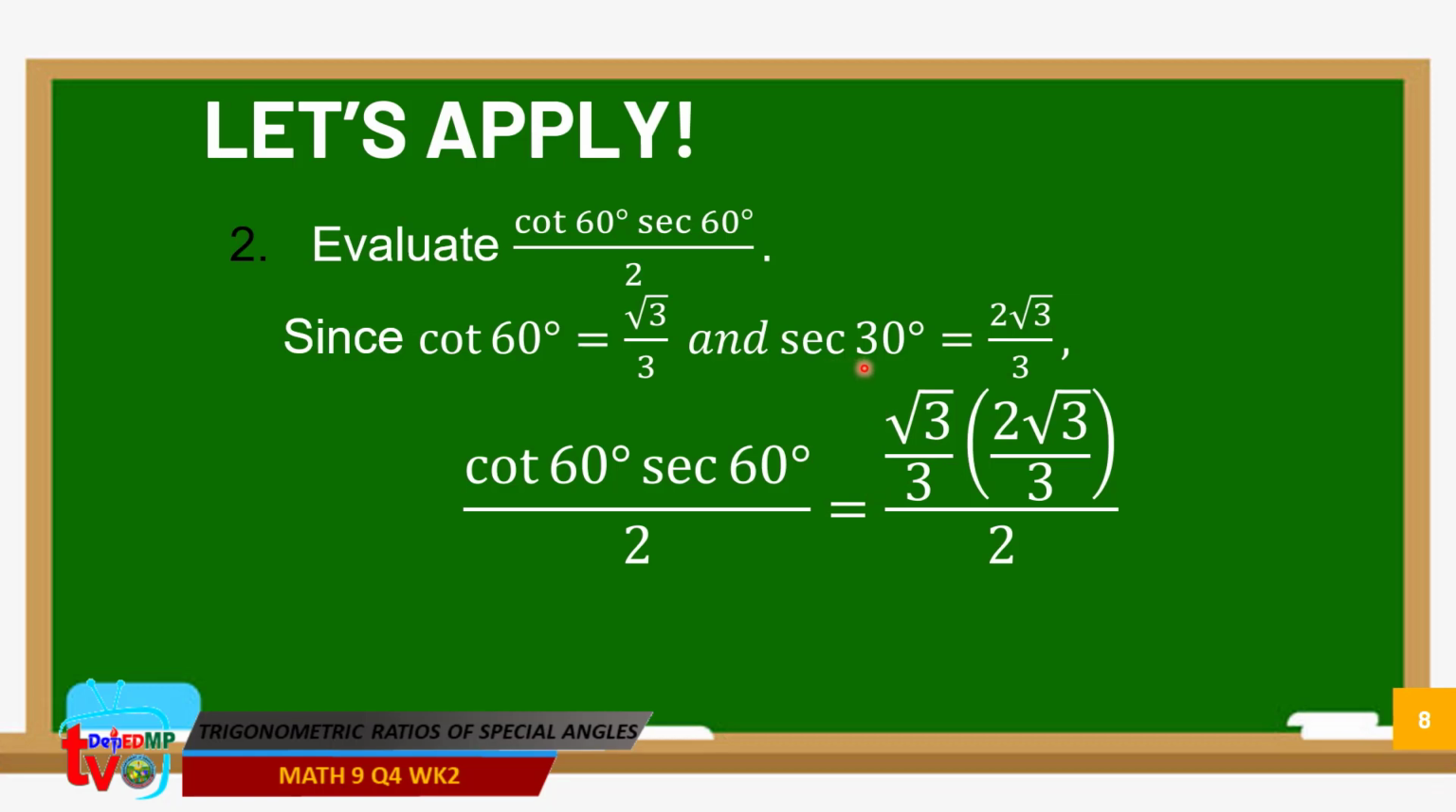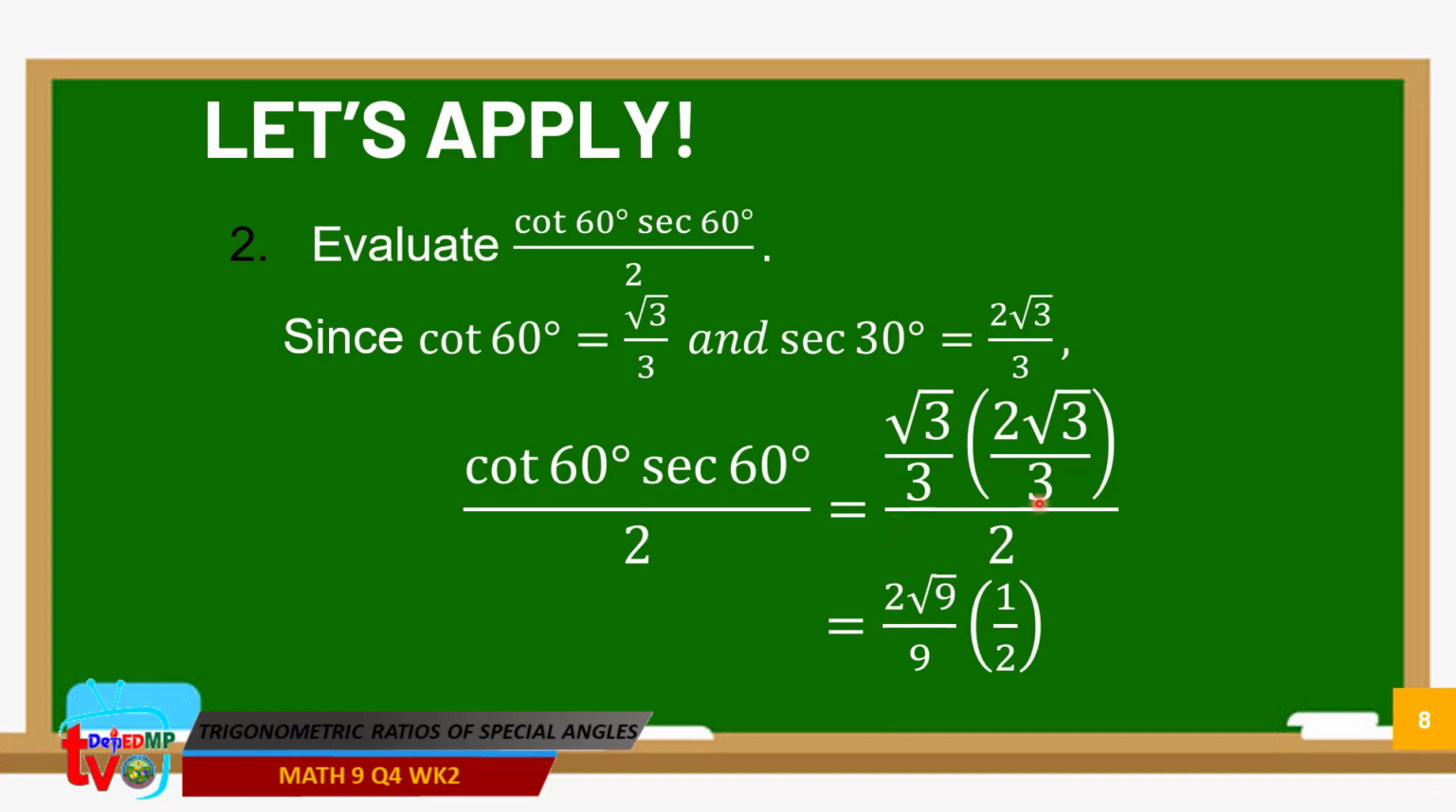Next, secant 60 degrees is this one, so let us substitute the value by 2 square root of 3 over 3. So they are multiplied together, since cotangent 60 degrees and secant 60 degrees are placed beside each other. And then copy the denominator 2. Now to simplify this, let us multiply the numerators. So we have square root of 3 times square root of 3 is square root of 9. And then the 2 here is placed there.